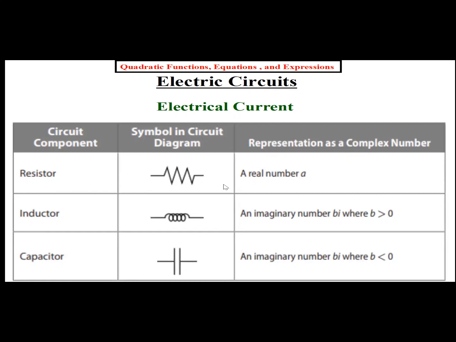A resistor is represented with a real number. An inductor is represented with an imaginary number that's positive, and a capacitor is an imaginary number that's negative. Okay? Write that down, please.